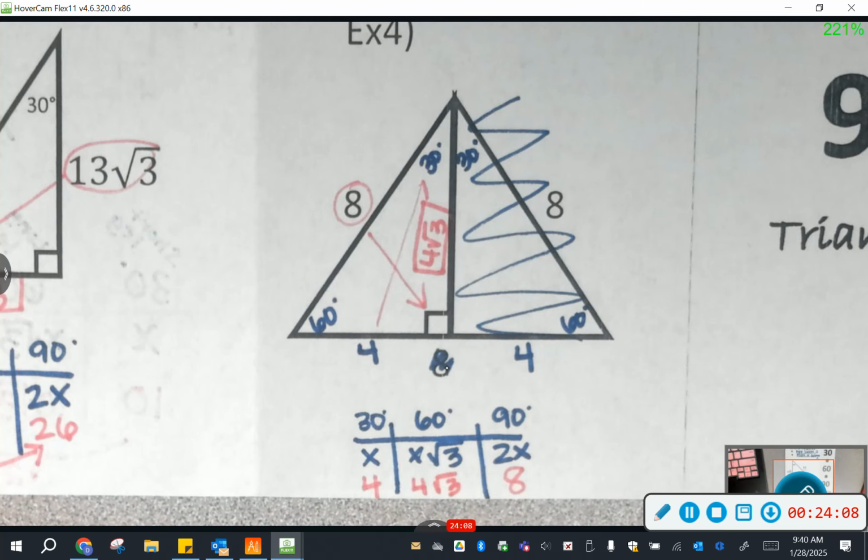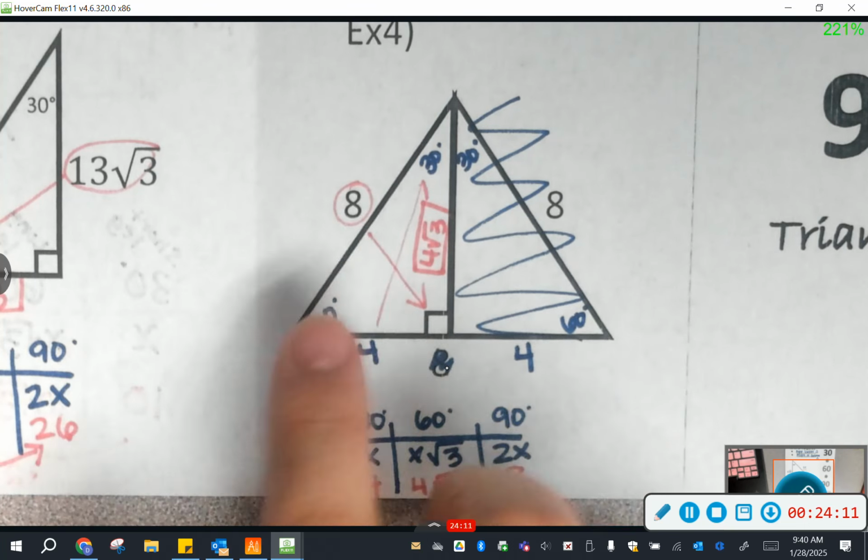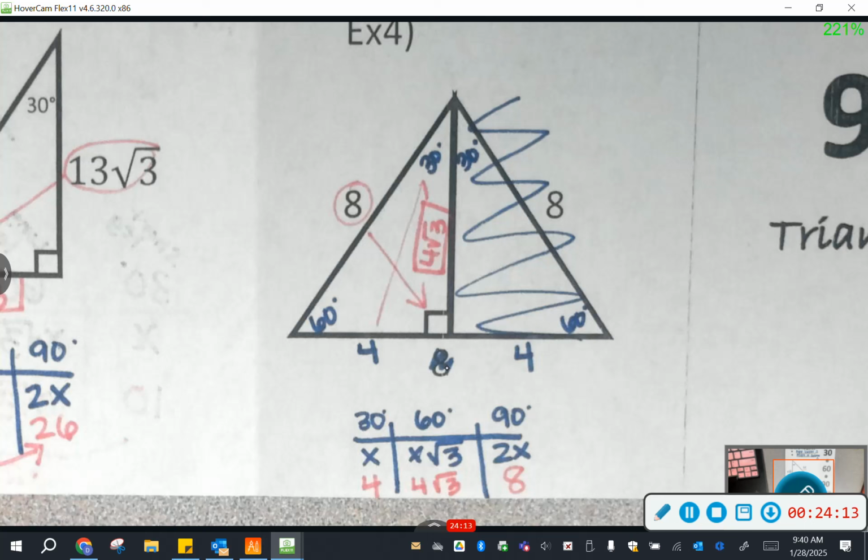The biggest part I see people mess up on this one right here is they mix the 30 and the 60 up. So just be careful.